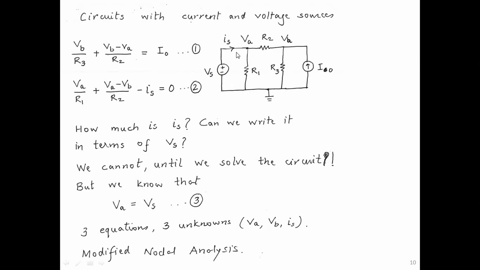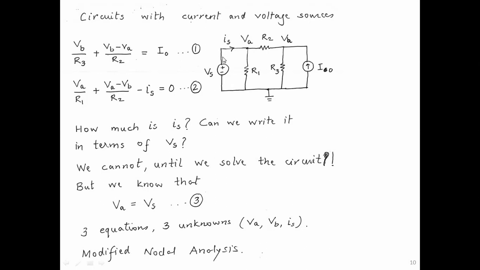Now we said that for writing KCLs, we want to convert all currents to nodal voltages. So we want to write IS in terms of nodal voltages. Can we write it? Can we write the current flowing through a voltage source in terms of, let's say, Vs?